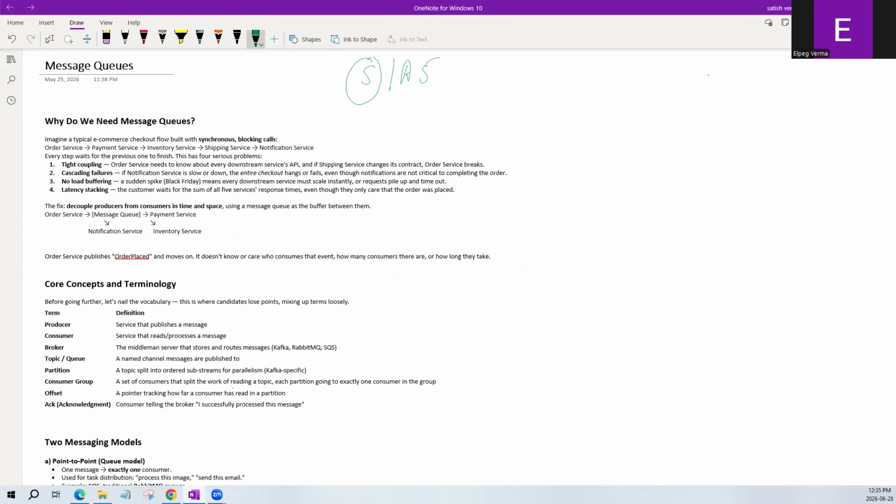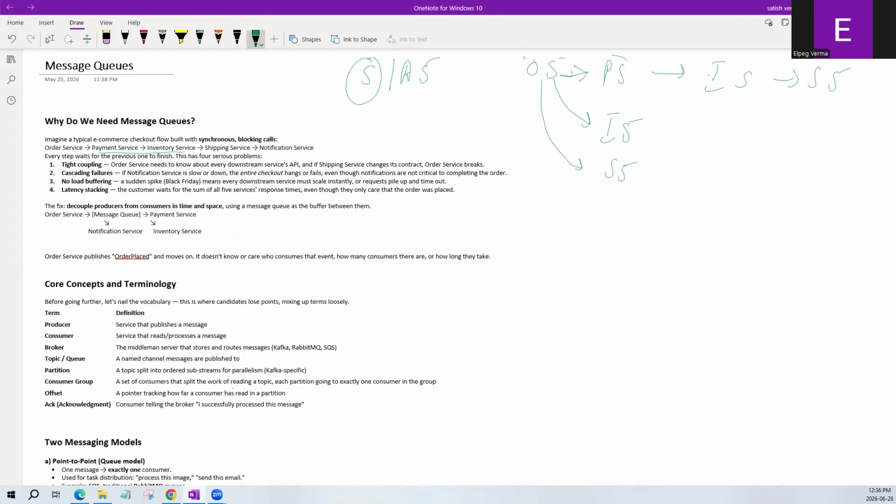Understand with an example. Suppose we have a shopping website, and over there we have an order service. I already wrote the example here as well, but I want to explain it. Order service, then payment service, then inventory service, and then shipping service. Order service to payment service, order service to inventory service, order service to shipping service.